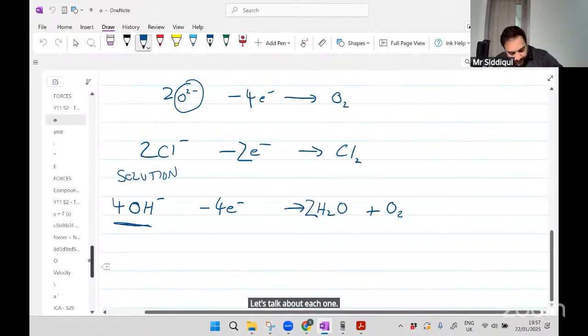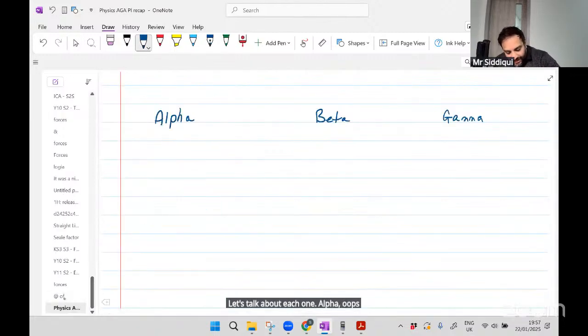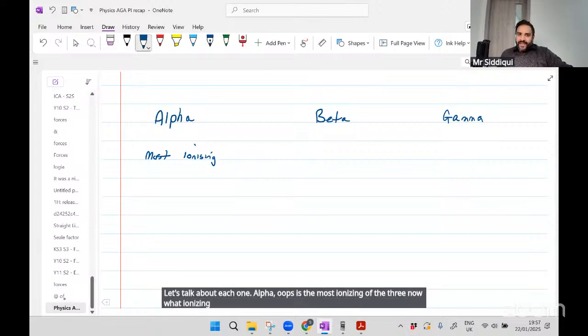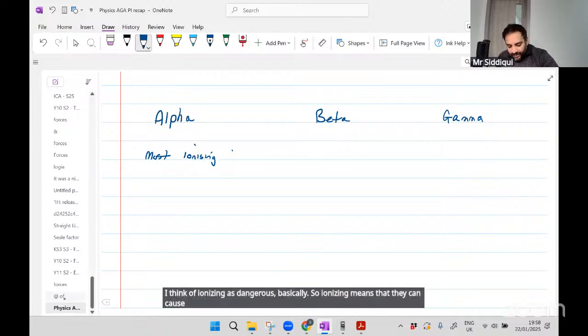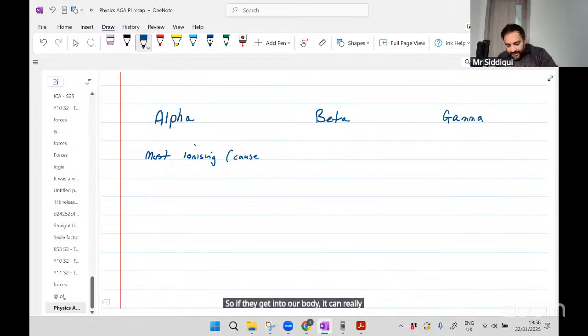Alpha is the most ionizing of the 3. What ionizing means is that this radiation can hit other atoms and damage them. I think of ionizing as dangerous, basically. It means they can cause harm to other atoms and especially cells. So if it gets into our body, it can really harm our cells. That's what ionizing basically means: causes harm.